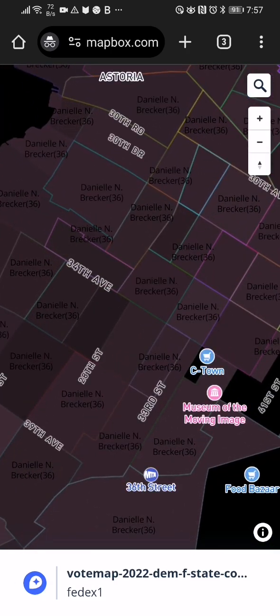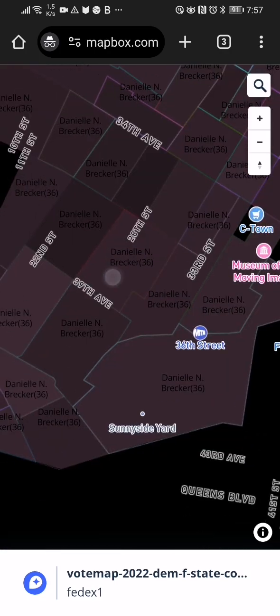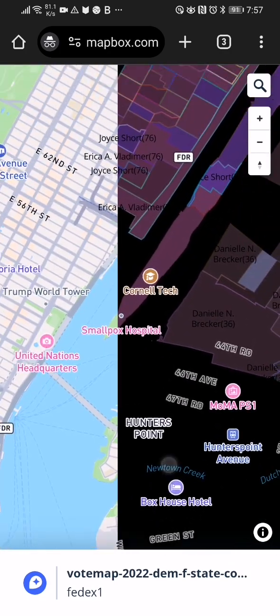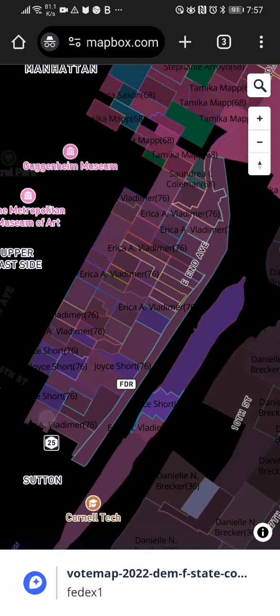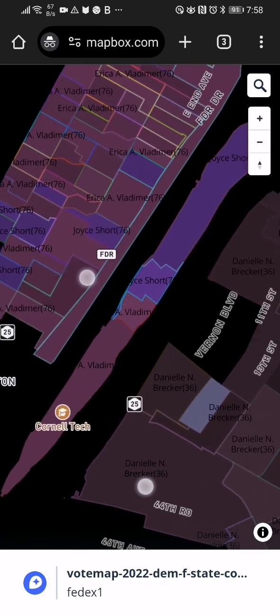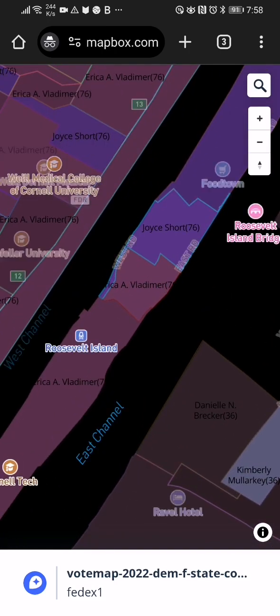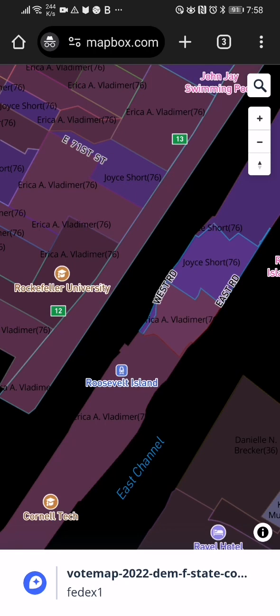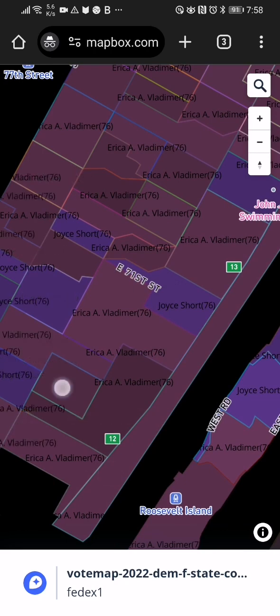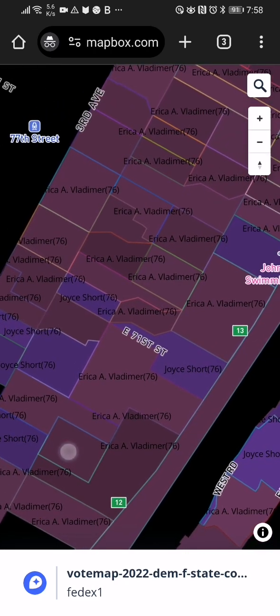And I know it's hard to read sometimes, but if you zoom in, 36th Assembly District is Danielle Brecker. And basically this just shows that not everything is competitive. Oh, and if you go over to Roosevelt Island maybe, or Manhattan. Yeah, okay, Roosevelt Island, I don't think gets its own. No, see, it's part of Manhattan. It doesn't get its own assembly district. It doesn't have enough people. But 76, it joins with Manhattan.